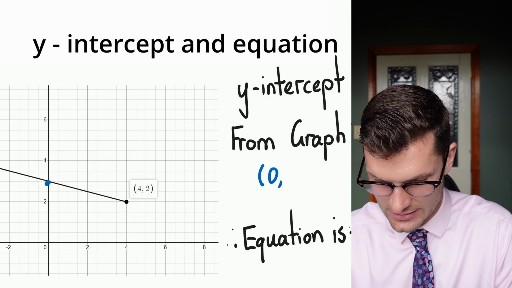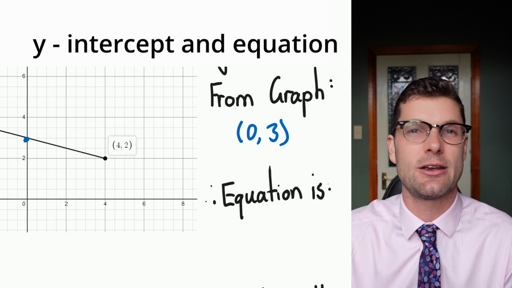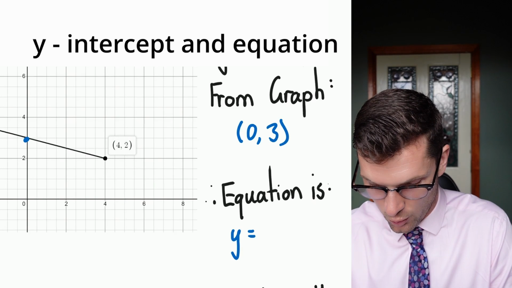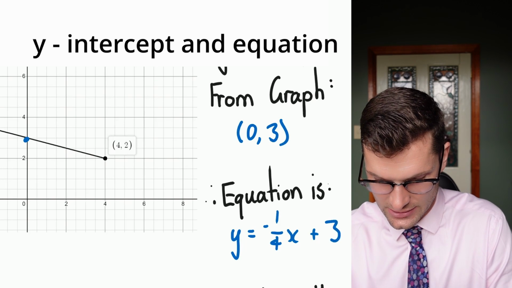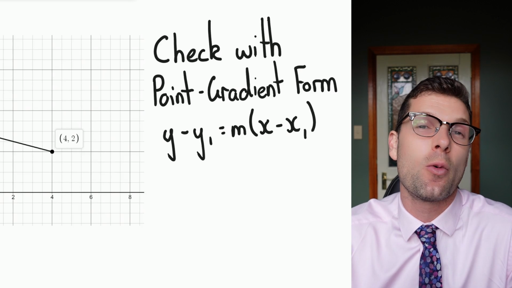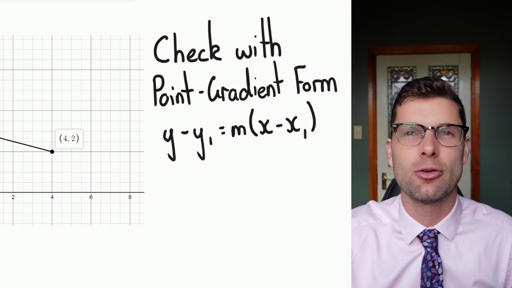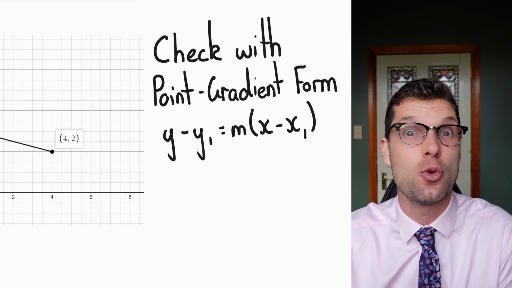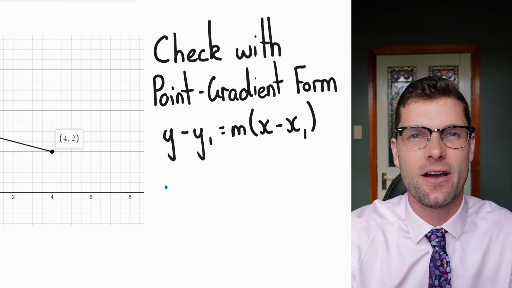So the point is 0,3. That means that my equation, because it's y is equal to mx plus b, is y is equal to -1/4 x plus 3, which all checks out. But we don't want to rely on our graphs. We are just going to check this with our point gradient form. Because we know the gradient is -1/4 and we do have 1 point, we can substitute them into this point gradient formula that's listed there.